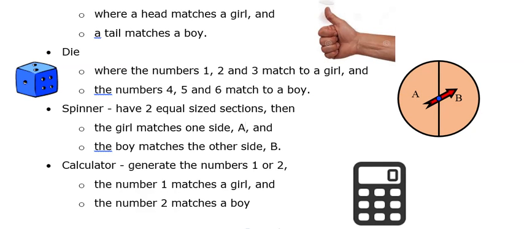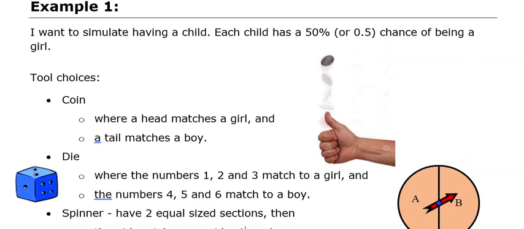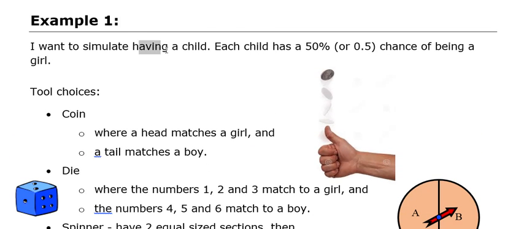Okay. Fourth option for this one, I could randomly generate the numbers 1 and 2, using a random generator on my calculator or on the computer, and if I got a number 1, then I would match that to having a girl. If I got the number 2, I'd match that to having a boy. So for this particular example, the chance of having a child, I could use those 4 different tools in different ways to do it.